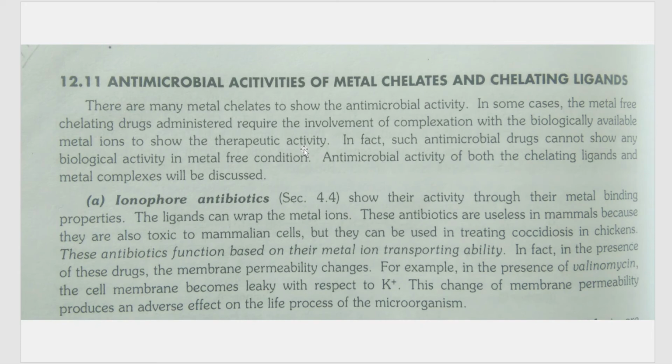So we are studying different antibiotics containing metal chelants and how they show antibiotic activity. First is the ionophore antibiotic. You already studied that ionophores are used in the transport of metal ions across the membrane. They can also be used for antimicrobial purposes because of their metal-binding properties. These ligands wrap the metal ions. They are not found very useful in mammals, except in chickens, where they are used to treat coccidiosis, but in mammals they are not of much use.